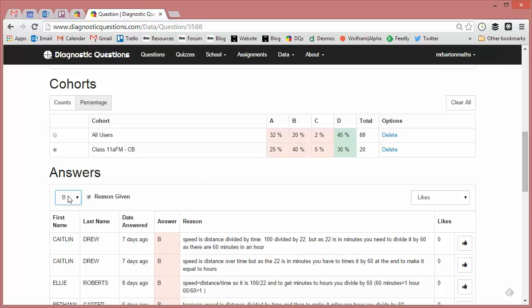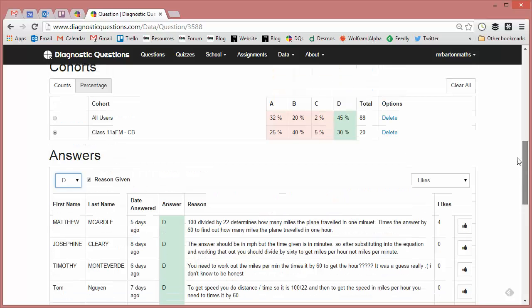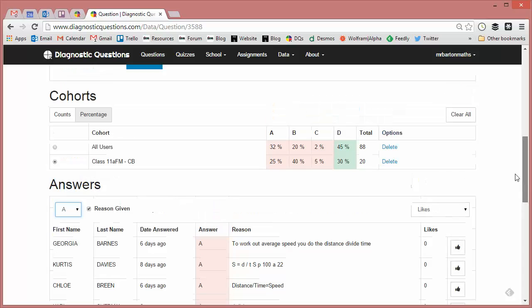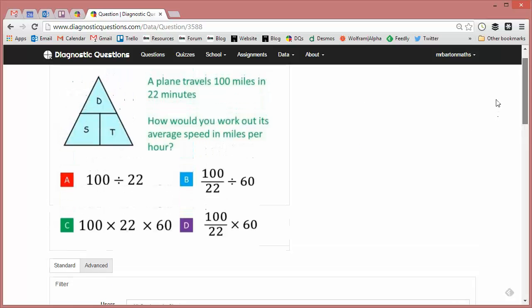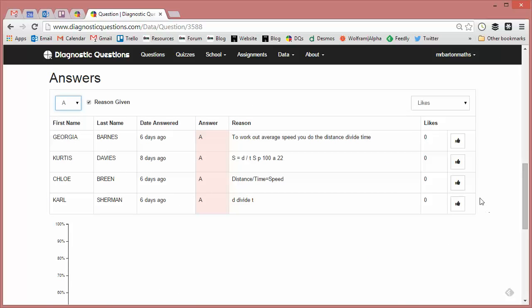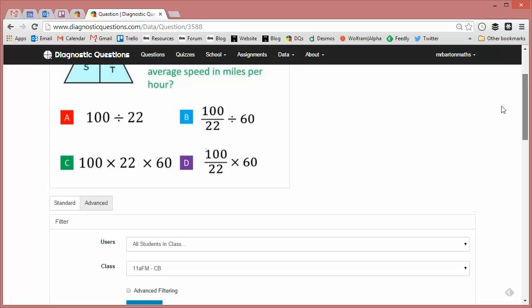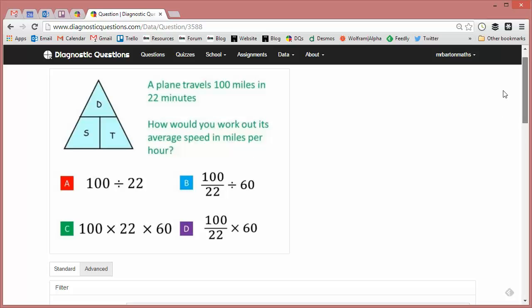And what I can do if I want is share the correct answers with my students, or I can set them a homework to go and look at those correct answers and explanations themselves. And likewise, if I want to know why some of my students have gone for answer A, and answer A here was doing distance divided by time, I can see Georgia says to work out average speed you do distance divided by time, and Curtis says speed equals distance divided by time. So they've got a misconception where they haven't accounted for the units. So I learn absolutely loads about my students by really delving into a question.